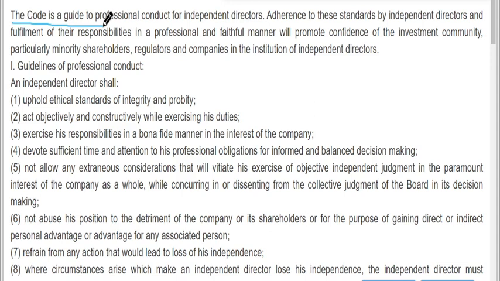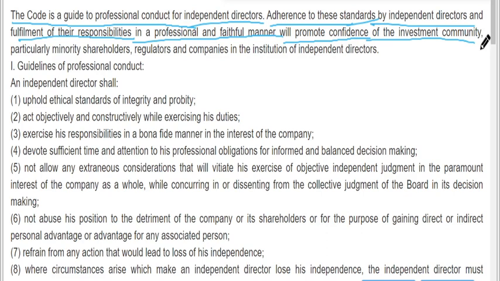The code is a guide to professional conduct for independent directors. Adherence to these standards by independent directors and fulfillment of their responsibilities in a professional and faithful manner will promote confidence of the investment community, particularly minority shareholders, regulators, and companies in the institution of independent directors.